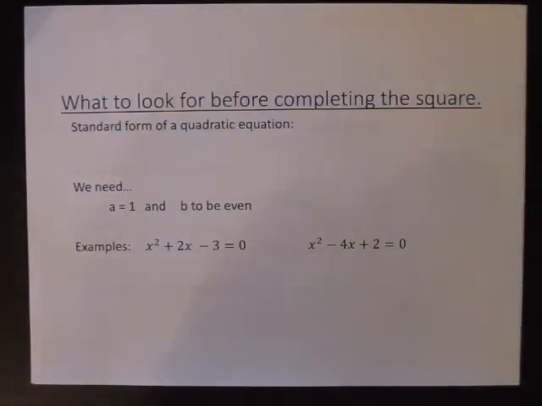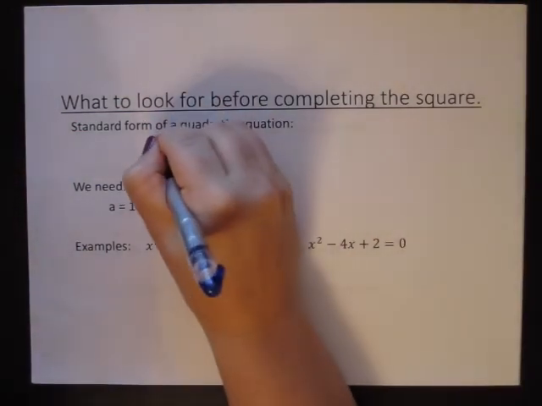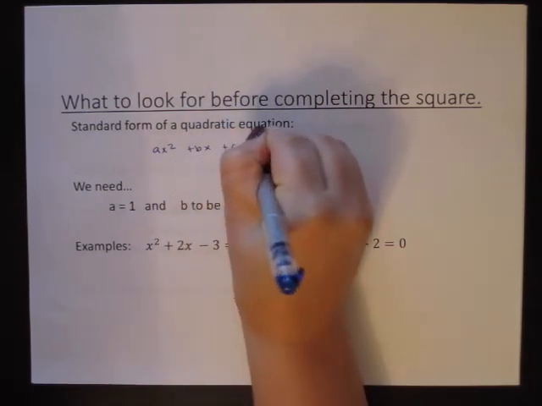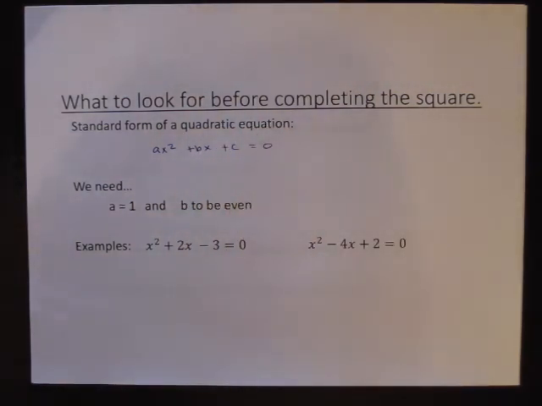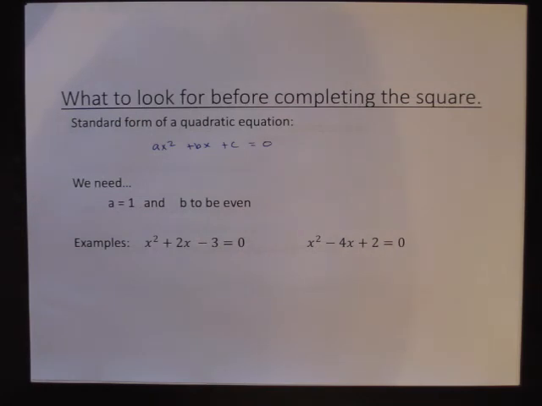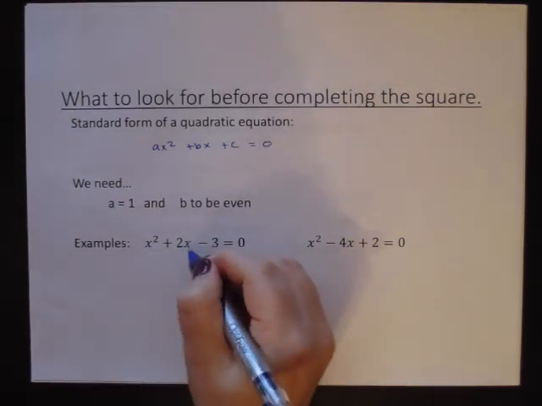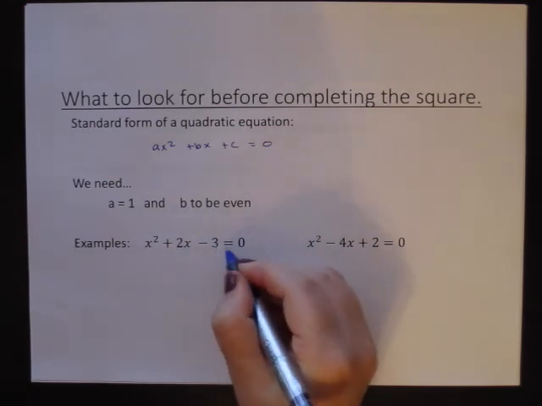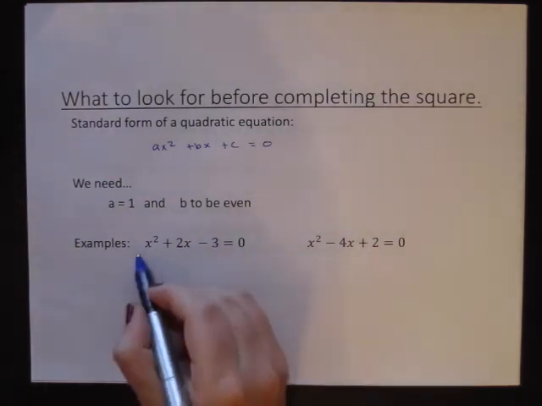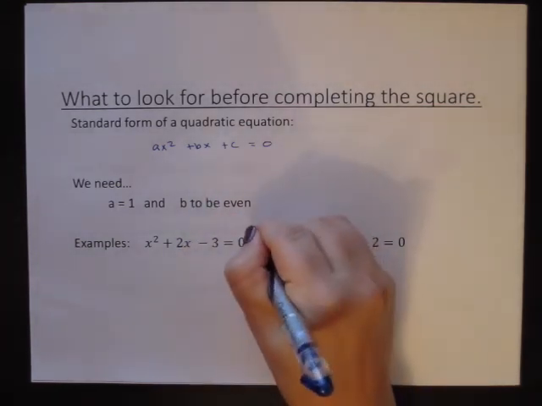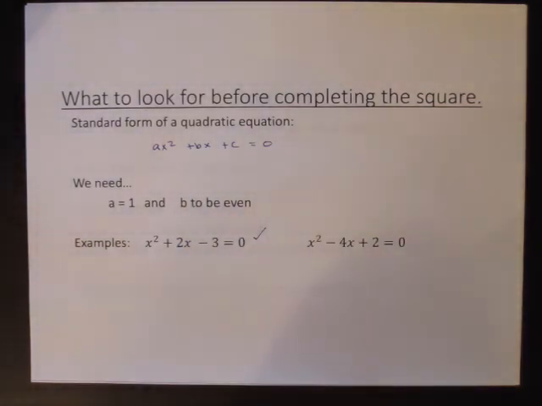Alright, what to look for before you can complete the square. So standard form for a quadratic equation, we have ax squared plus bx plus c equals 0. We need our a to be 1 and our b to be even. So if I have x squared plus 2x minus 3 equals 0, I notice that my a definitely equals 1 and my b is even, so we could complete the square with this example.